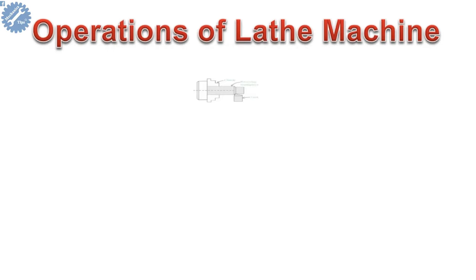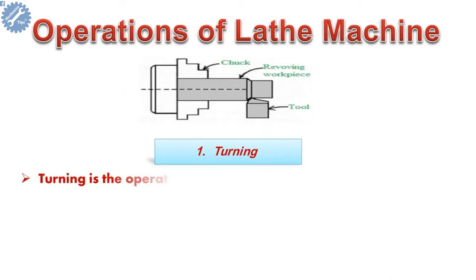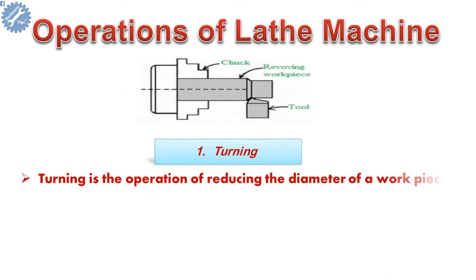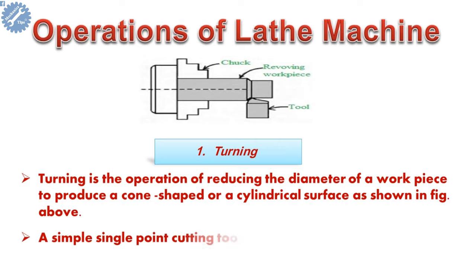Operations of lathe machine. Turning is the operation of reducing the diameter of a workpiece to produce a cone-shaped or a cylindrical surface, as shown in the figure above. Simple single-point cutting tools are used for turning operations.